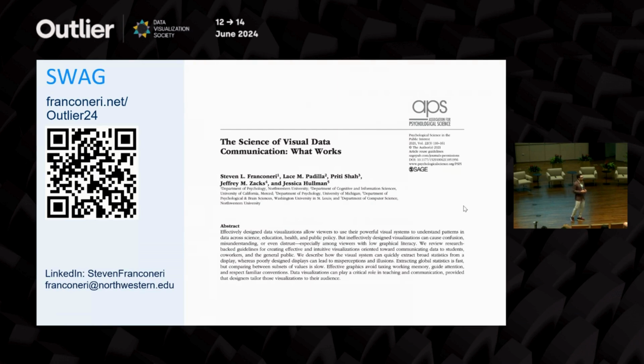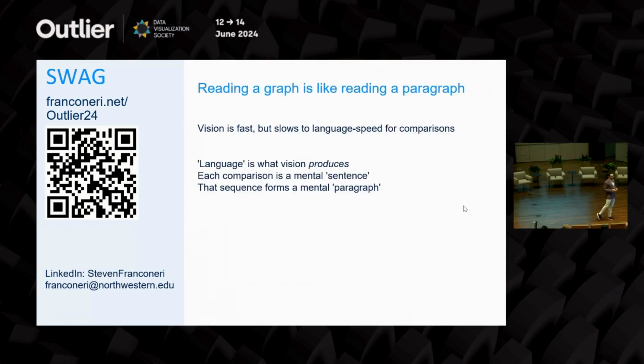Yeah, cool. Here's the summary. Usually we talk about vision being fast and language being slow. It's not that simple. Visuals really slow down when you get to comparisons, and they really slow down when you get to comparisons linked to language and labels.